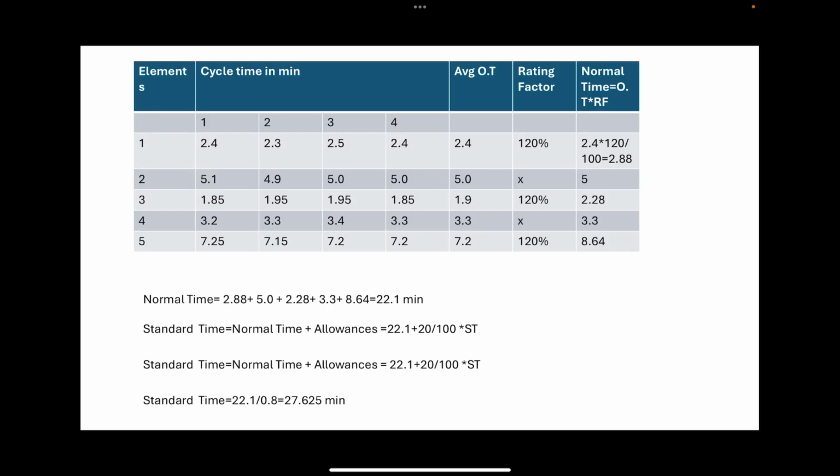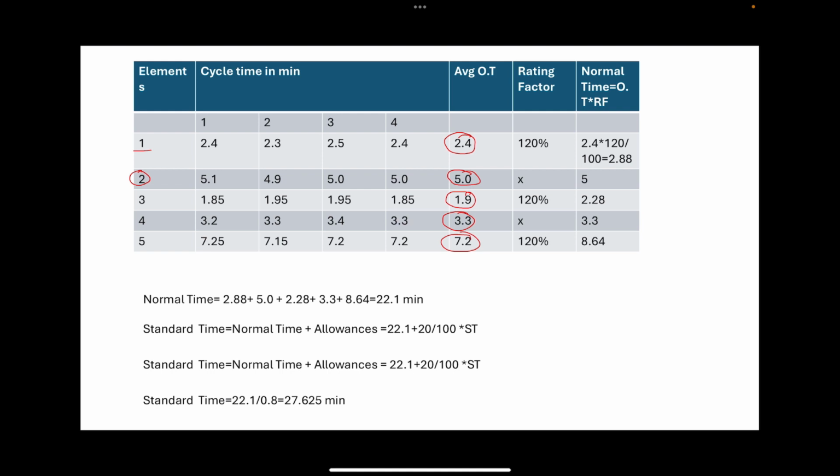Let us solve this. First, we take element 1. We take the cycle times 2.4, 2.3, 2.5, 2.4, then average them and get 2.4 minutes. For element 2, similarly you get the average as 5 minutes. Element 3 is 1.9, element 4 is 3.3 and element 5 is 7.2.